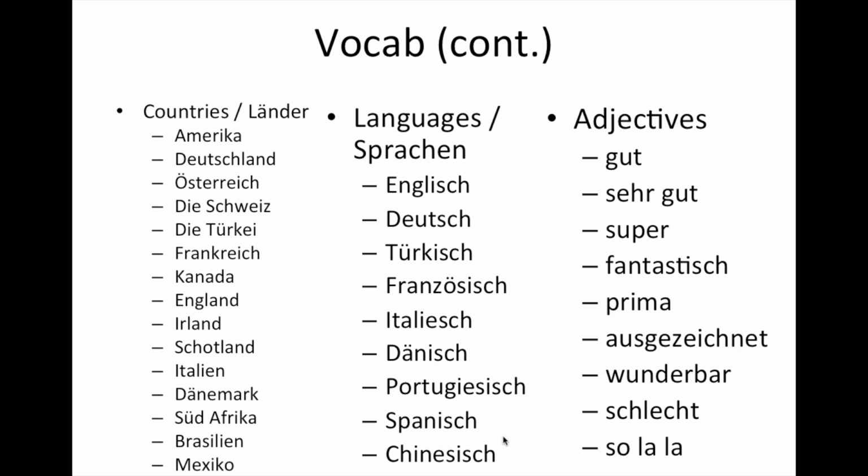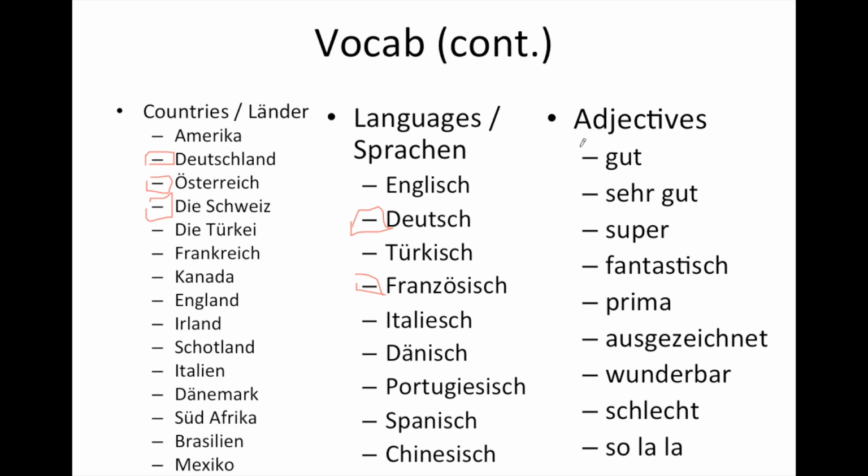We'll also be working with quite a few countries and languages and then some adjectives to describe how we're doing. So we have some pretty familiar countries. Amerika, Deutschland is Germany, Österreich is Austria, die Schweiz is Switzerland, die Türkei, Turkey, Frankreich, France. The rest should be pretty recognizable. And then some languages to go along with those. Deutsch is German, Türkisch is Turkish, Französisch is French, Italienisch, Italian, Dänisch, Danish, Portugiesisch, Spanisch is Spanish, and Chinesisch.